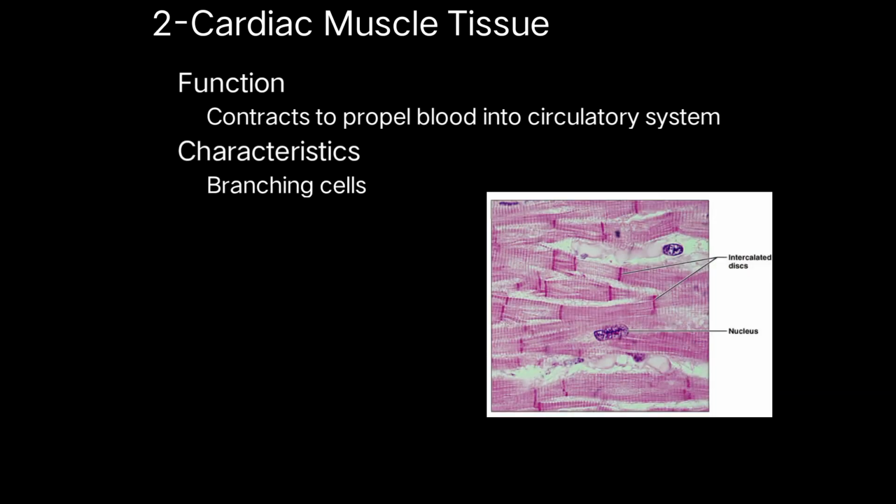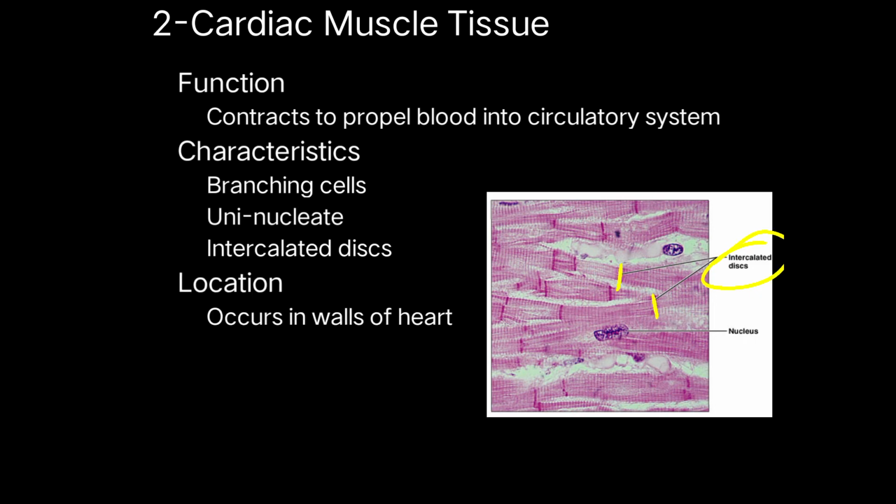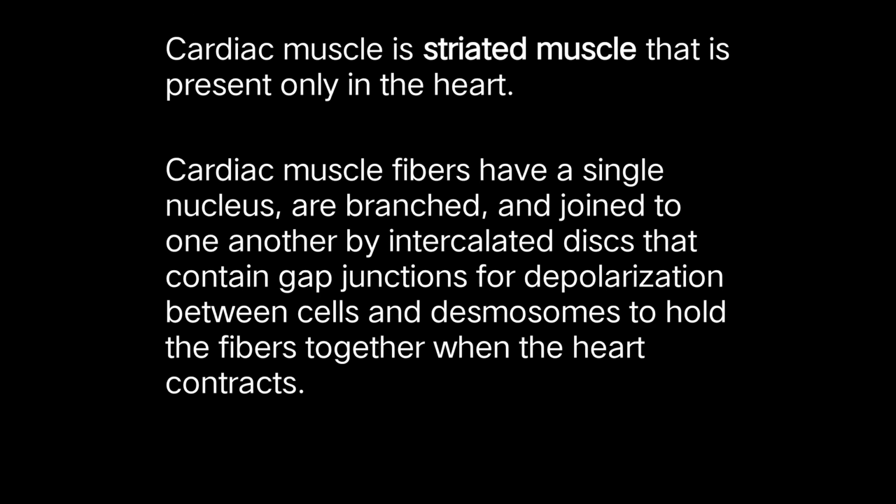Now cardiac muscle fiber, or cardiac muscular tissue, contracts to propel the blood into the circulatory system, and a characteristic of these cells is that they are branching cells. So we can see that they are branched like this. In this way we can see the branching appearing. Next point, we can see in this photograph that the cells are uninucleate, and they have intercalated discs. We can see that intercalated discs are visible, that is the cell junction, and as for location, we can find them in the wall of the heart.